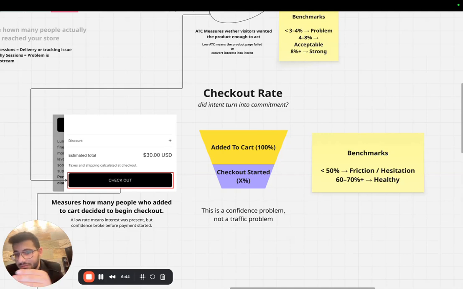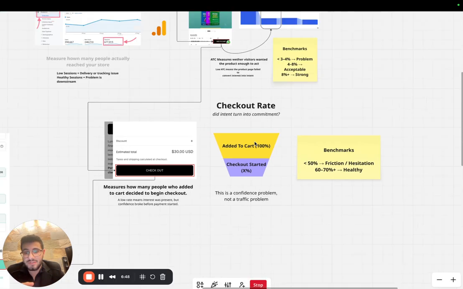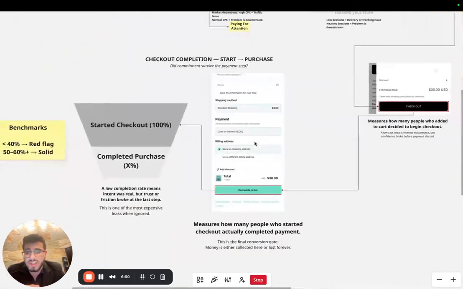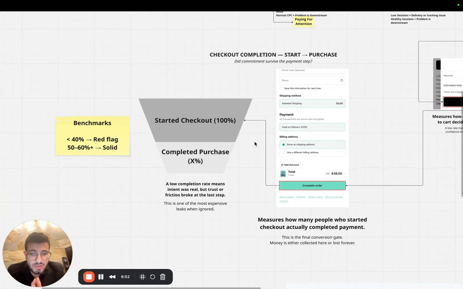So you have to fix that before they get to pay you money. So after that, we go to the checkout completion page. Percentage of people who start checkout and actually pay you. The typical range for this is, if it's below 40%, this is a red flag. If it's 50 to 60, that's solid. Low completion usually means something breaks trust or creates friction at the last step.